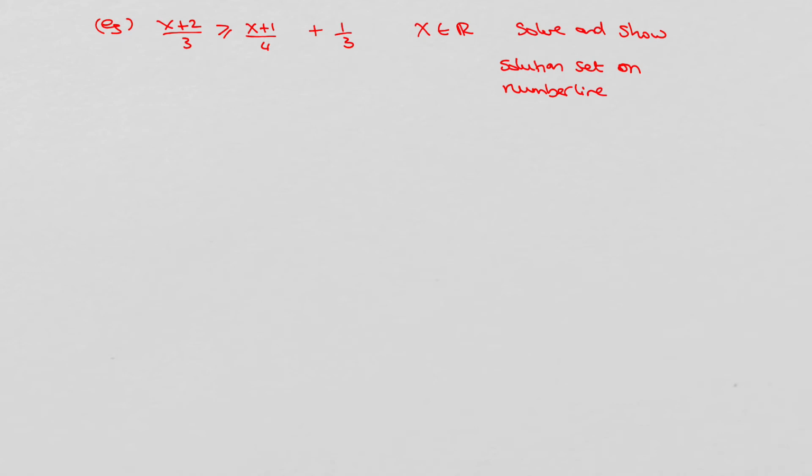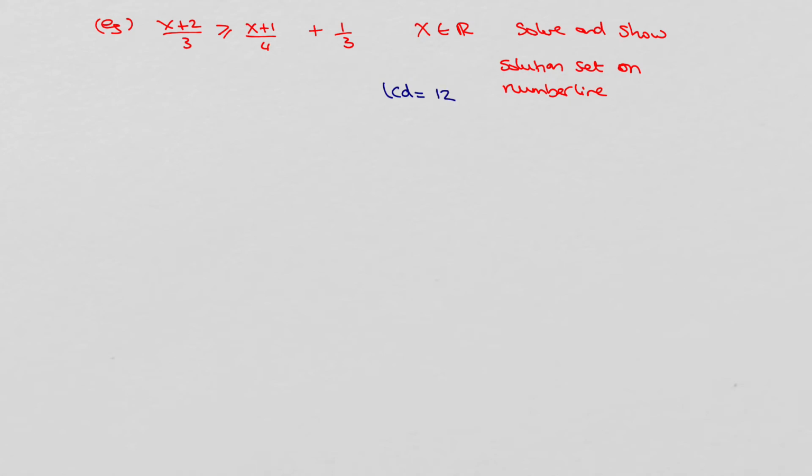Here we have some fractions in our inequality. We're going to solve and show the solution set on the number line. Just because there's a fraction here and it's an inequality, we treat it exactly the same way as an algebraic equation. In other words, we want to eliminate our fractions. To eliminate our fractions, we need to look for the lowest common denominator. The lowest common denominator between 3 and 4 is 12.